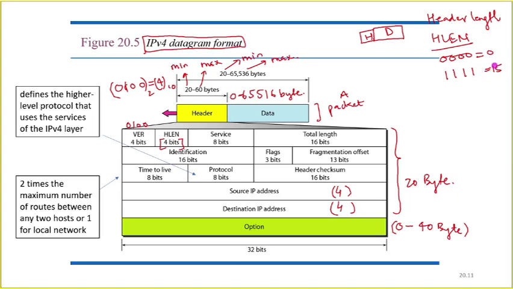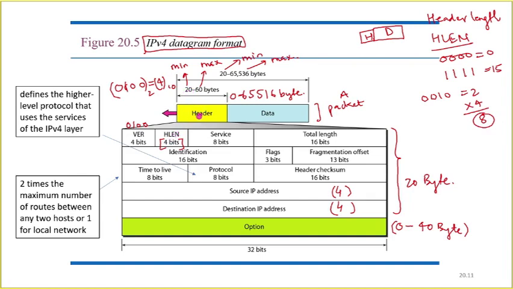So if it is 15, how will it represent 20 bytes? Whatever information is represented by these 4 bits, suppose the 4 bits are 0, 0, 1, 0, which means 2. Then 2 is multiplied by 4, which gives 8. So this 8 is going to be the number of bytes, the length of the header.